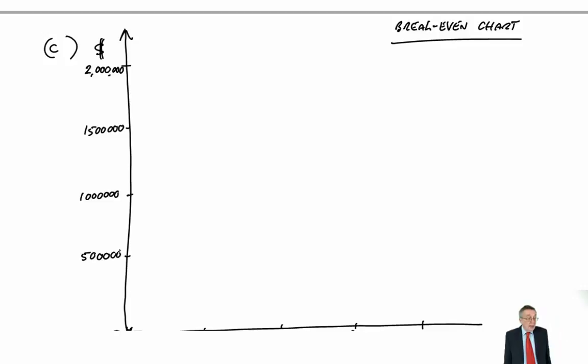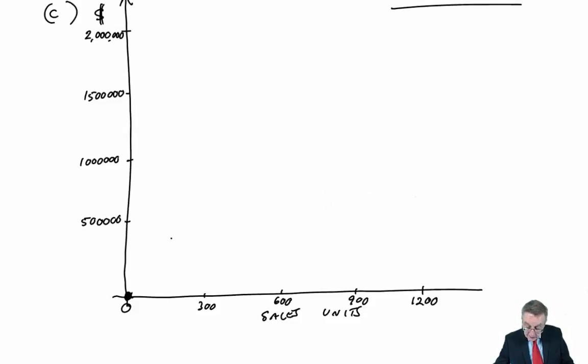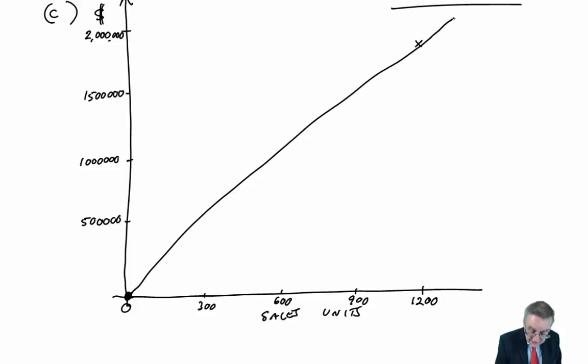Well, now I can do the line for the total revenue. If there are no units, there's no revenue. If there's 1,200 units, it's 1.924 million. So 1,200, 1.924 is going to be about there. In the exam, you must have a ruler with you and do it properly, and I haven't got one. But joining them up with a straight line, that would be the line showing the total revenue.